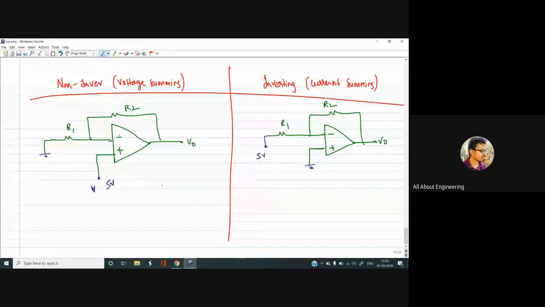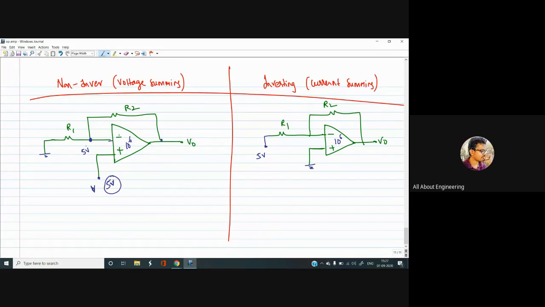Now, if you observe the circuit carefully, whatever input is applied here, the same input would appear here. As it is negative feedback with a high gain, let me take the gain as 10 power 6. As it is a high gain amplifier with negative feedback, the virtual short or virtual ground concept can be applied and the same 5 volts would appear across this node. Whatever voltage you apply at the input, the same voltage is sensed at the node of the operational amplifier. Hence, the non-inverting terminal can be called the voltage summing node as it is sensing the voltages as inputs.